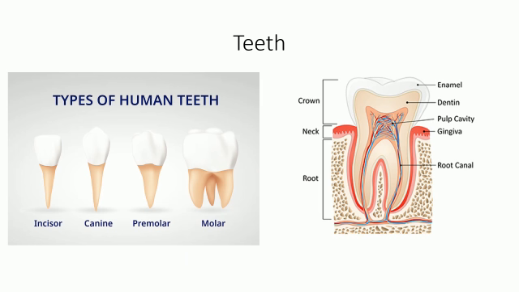Teeth. The teeth are the hardest substance in the human body. Besides being essential for chewing, the teeth play an important role in speech. The process of digestion begins with the function of the teeth in the mouth. There are 4 types of teeth, namely incisors, canines, premolars and molars. Each type of tooth has a specific function.